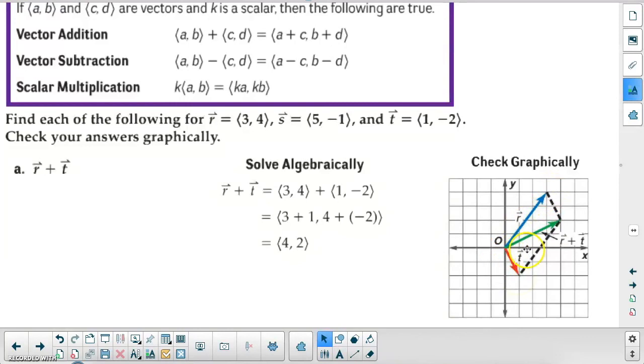Vector r would be +3, +4. If we were to look at the resultant vector of those, the vector r plus t, we notice that it's graphed at +4, +2. Notice that we create this little parallelogram here. That's not on accident. When you get to physics, you'll take a look at resultant vectors and what's called the parallelogram method of finding resultants.